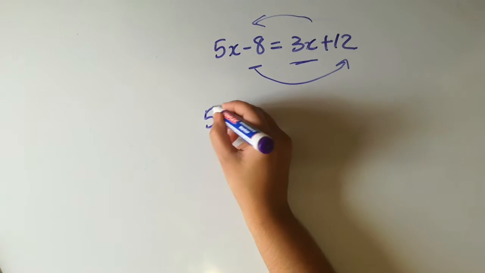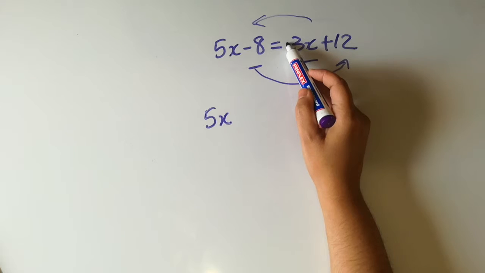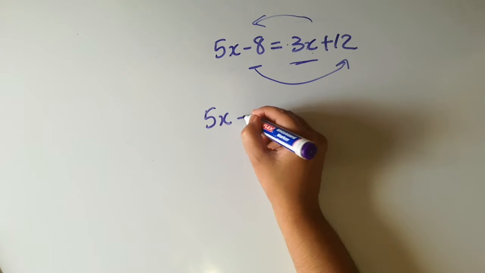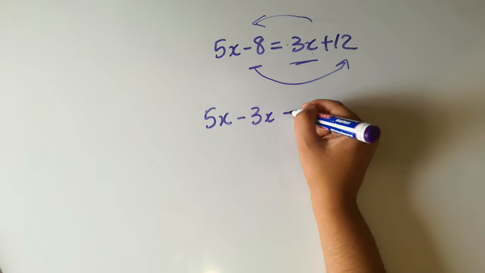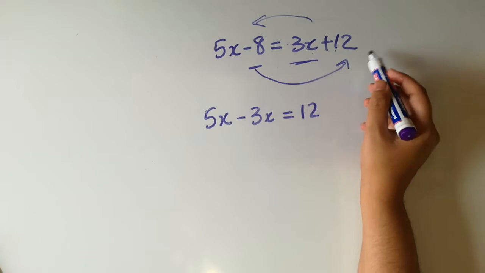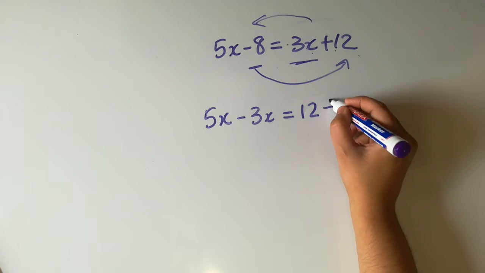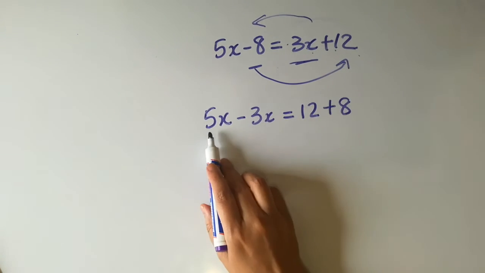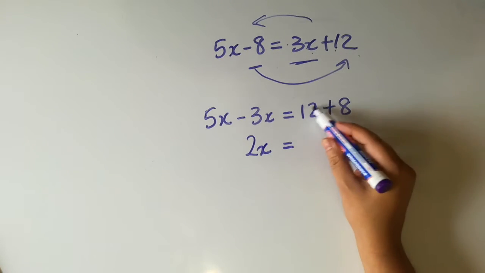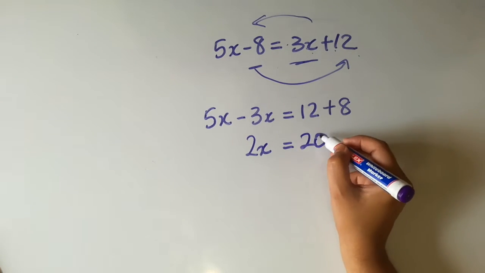So I've got 5x. Now we know there's a plus here, so plus 3x will become minus 3x is equal to 12. And this minus 8, when we move it onto this side, will become plus 8. So 5x minus 3x is 2x, and 12 plus 8 will give us 20.